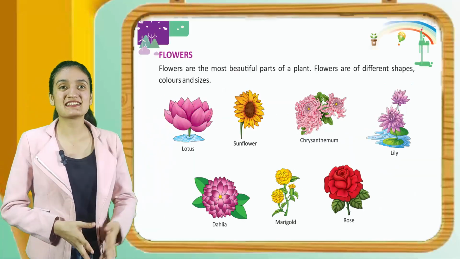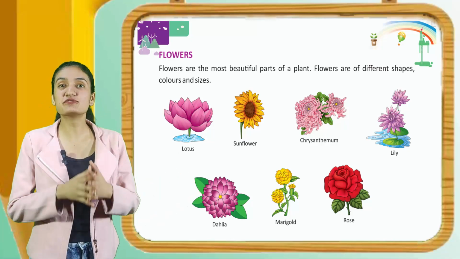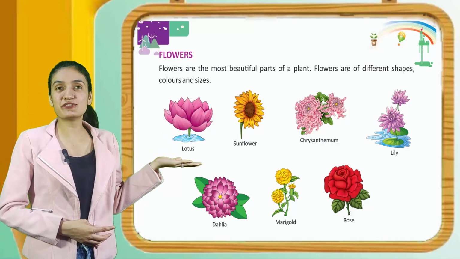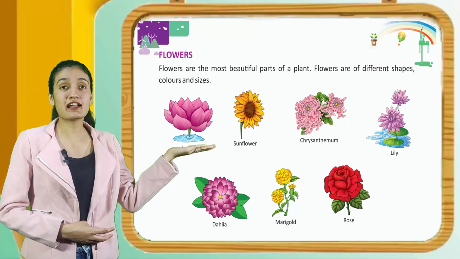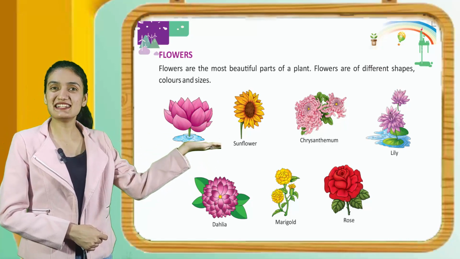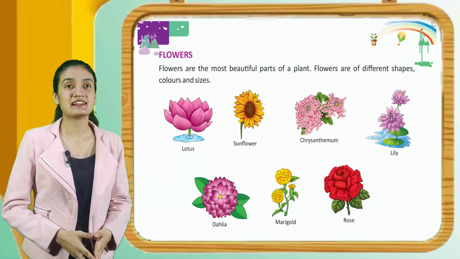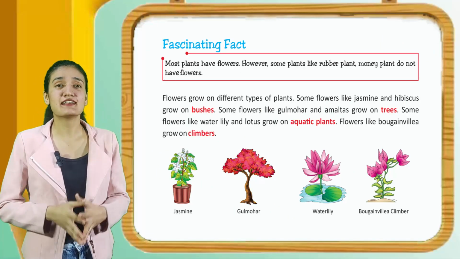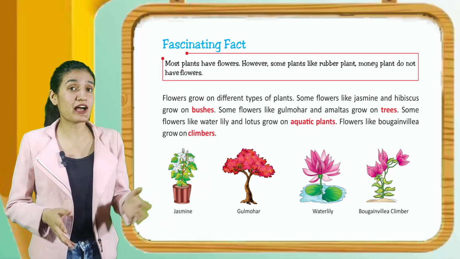Now, flowers. Flowers are the most beautiful part of a plant. Flowers are of different shapes, colors and sizes. Here you can see the different types of beautiful flowers. Lotus, sunflower, chrysanthemum, lily, dahlia, marigold and rose. Now the fascinating fact, most plants have flowers. However, some plants like rubber plant and money plant do not have flowers.